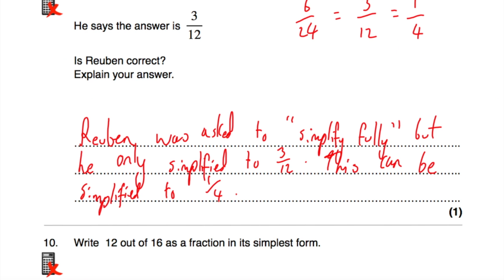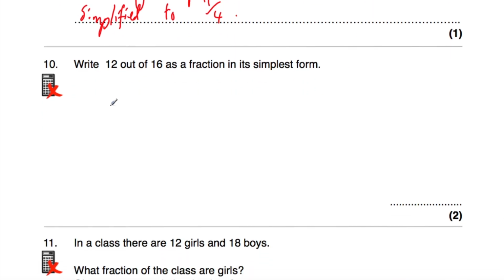Okay, let's look at our next question, question number 4. We've been asked to write 12 out of 16 as a fraction in its simplest form. So let's write 12 out of 16. As a fraction, 12 out of 16, so 12/16. Now we want to write it in its simplest form. Both of these numbers are even, but I can see they're both in the 4 times tables. So let's divide by 4 to begin with. 12 divided by 4 is equal to 3, and 16 divided by 4 is equal to 4. So that's 3/4. So the answer would be 3/4, and the 3/4 can't be cancelled down.